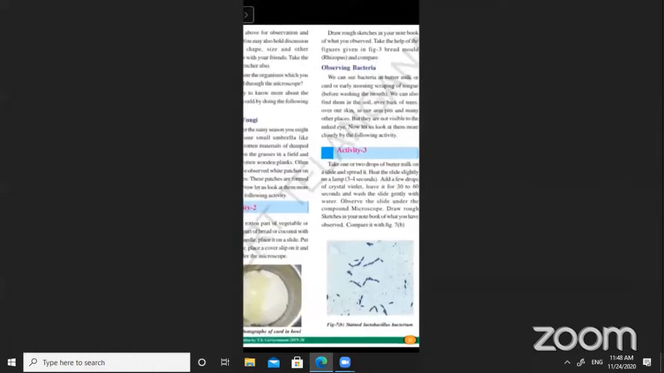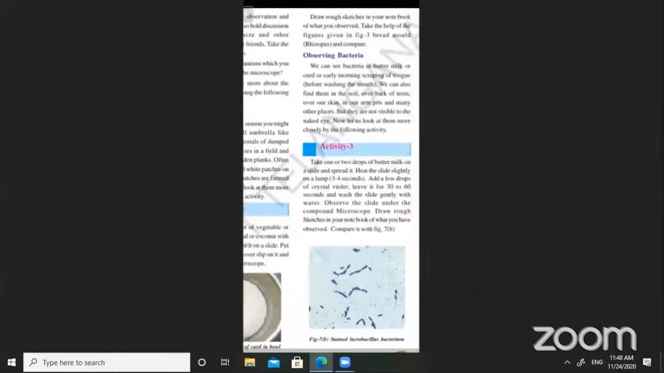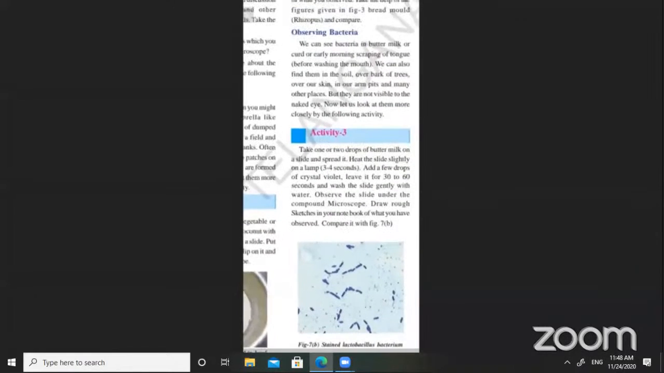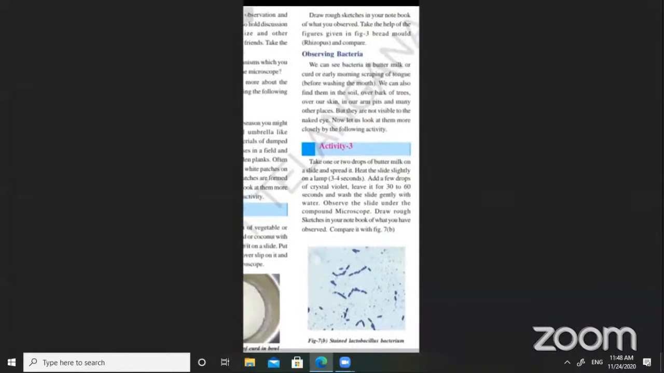This is a very interesting activity. Look here, figure number 7b, stained lactobacillus bacterium. Here I used the word stained. About activity 3, let us discuss in the next class. But before that, the word stained is there. I already told you, once again I will repeat. A dye, a color, is used so as to make the structure visible for microscopic examination.